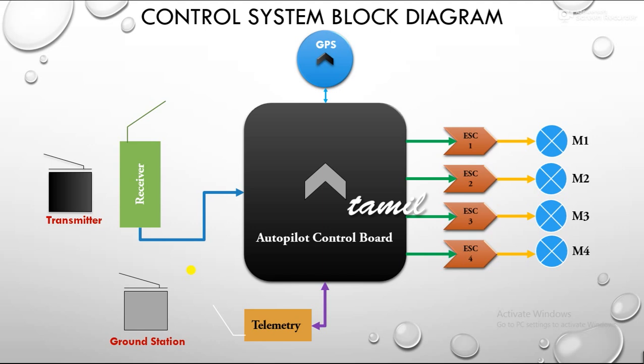Control system block diagram. Here we are seeing that the autopilot control board: receiver is input, and telemetry is output. Power output is coming, 4 outputs for motors, ESC 1, ESC 2, ESC 3, motor 1, motor 2, and GPS is output. Transmitter communication is there.